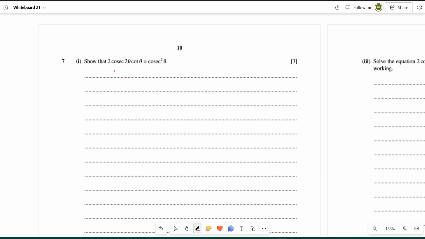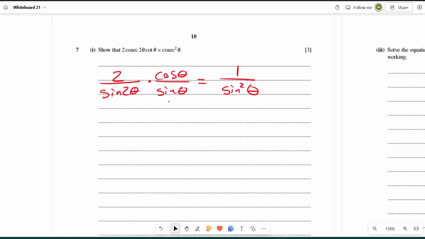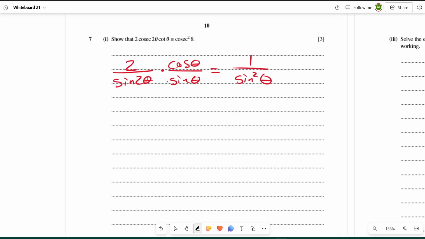So cosecant is basically 1 over sine. So this is going to be 2 times 1 over sine 2 theta, multiplied by cotangent theta, which is basically cosine theta over sine theta. And this is going to equal cosecant squared theta, which is basically 1 over sine squared theta. So we need to show that this left side is equal to this right side. So let's start working on the left side.